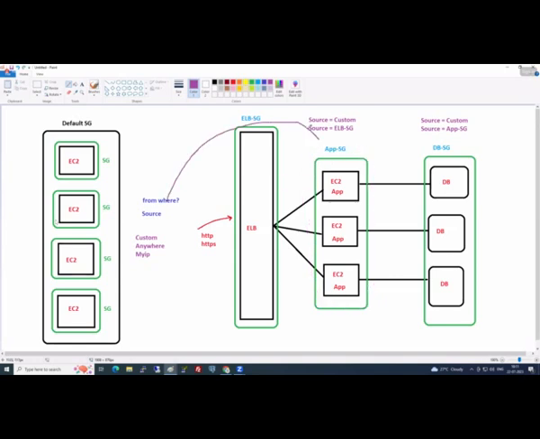Now you tell me, this application security group is getting the traffic only from the load balancer. Can anyone from here go and log in? That is how you need to secure your environment. That is how I also do. That is how everyone will do. Do you see how you can manage and secure with security groups? Understood? Super.